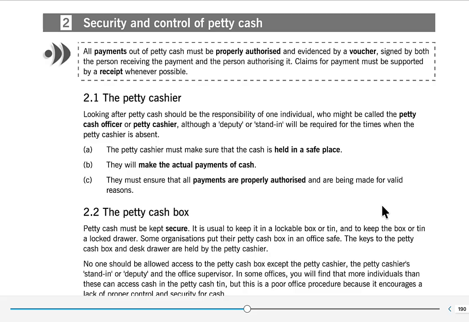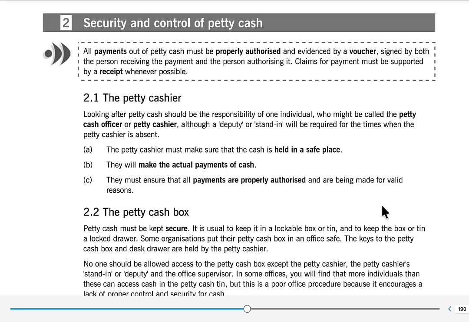Keeping petty cash physically safe. Security is not only about documents, it is also about physical protection. A good petty cash system normally includes these rules. Keep petty cash in a locked cash box or locked tin. Keep the cash box in a safe place, like a locked drawer or cabinet. Only the petty cashier should have the key. Do not leave the cash box open on the table. Do not let many people access the cash box. Because if too many people can touch it, then no one is accountable.